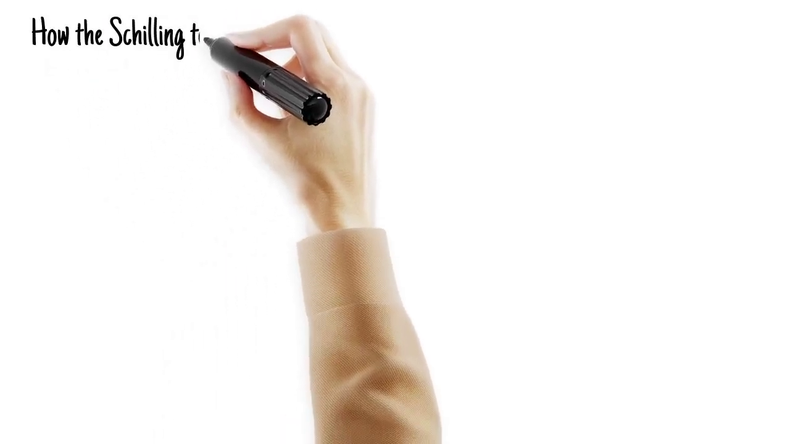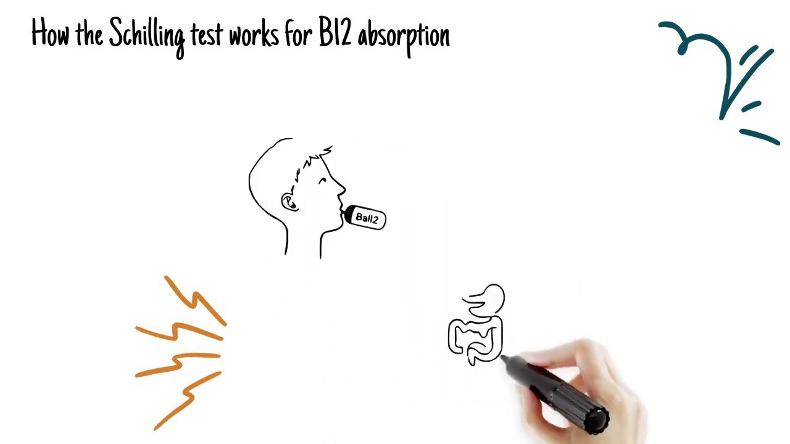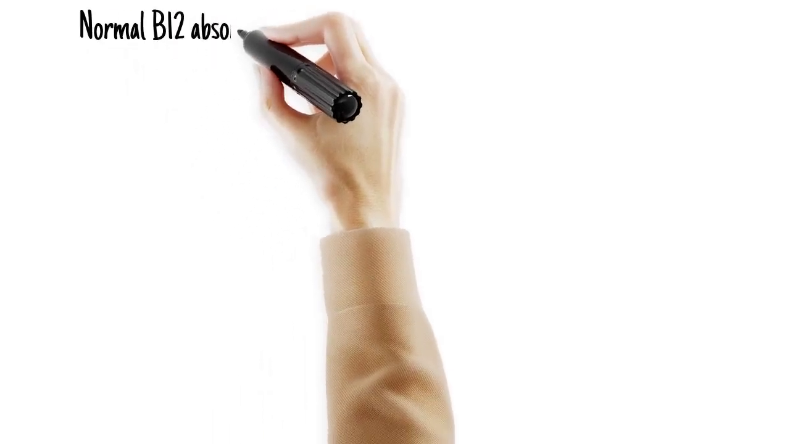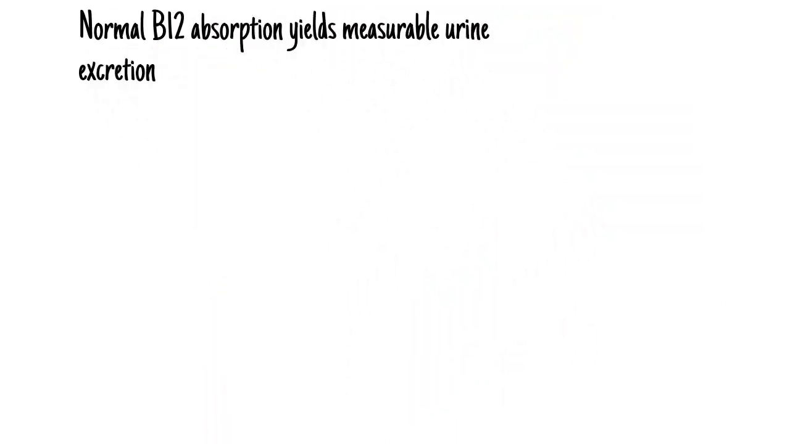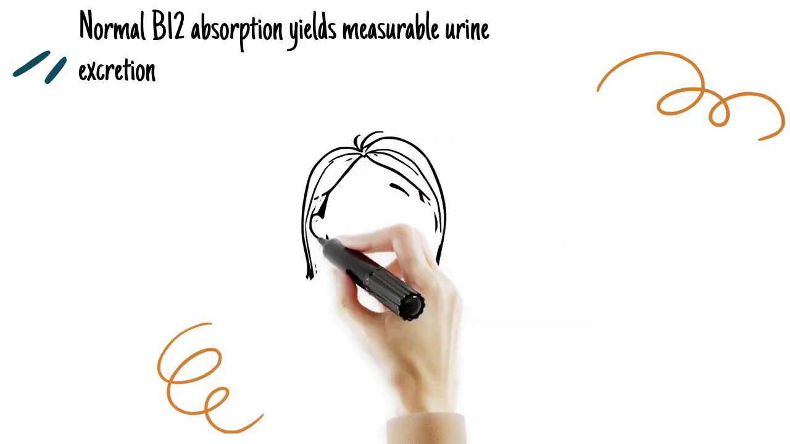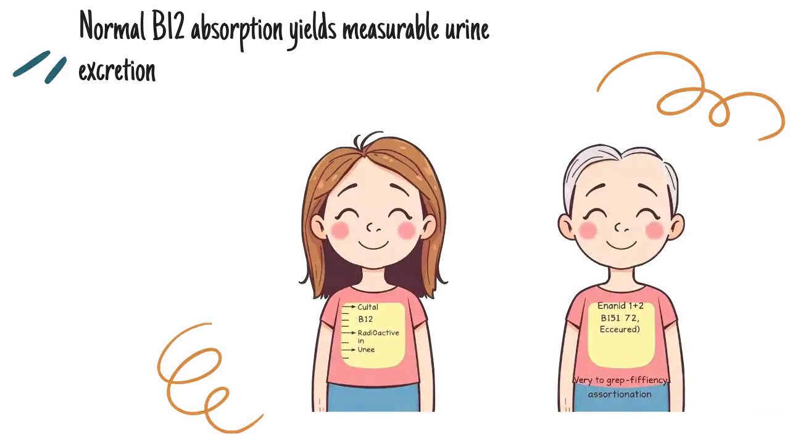The Schilling test, though used historically rather than routinely today, elegantly identifies the mechanism of B12 deficiency. Here is how it works in plain terms. Imagine giving someone a tiny amount of radioactive B12 by mouth, and then measuring how much of it ends up in their urine. In a healthy person with intact absorption, some of that ingested radioactive B12 will be absorbed and eventually excreted in the urine, so you can measure it. If very little or none appears in the urine, absorption is impaired.